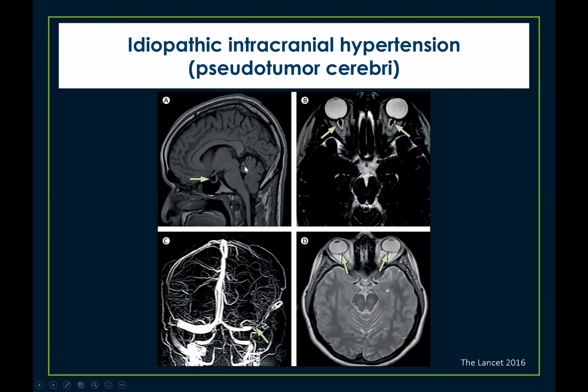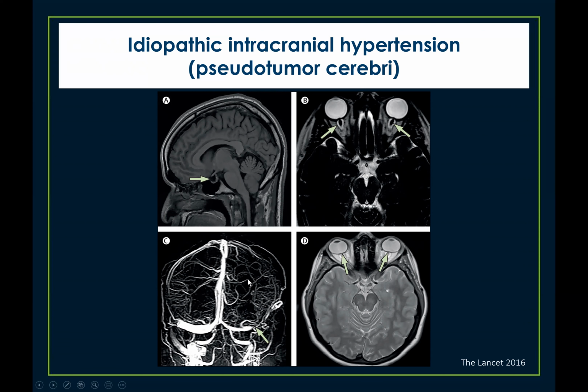Be careful because partially empty sella may also be a normal variant. We usually have some downward displacement of the cerebellar tonsils, flattening of the posterior globes because of the intracranial hypertension, and we might even have very typical MRI findings of papilledema with inversion of the optic nerve heads, tortuosity and prominence of the optic nerve sheath complex with enlargement of the surrounding CSF spaces.